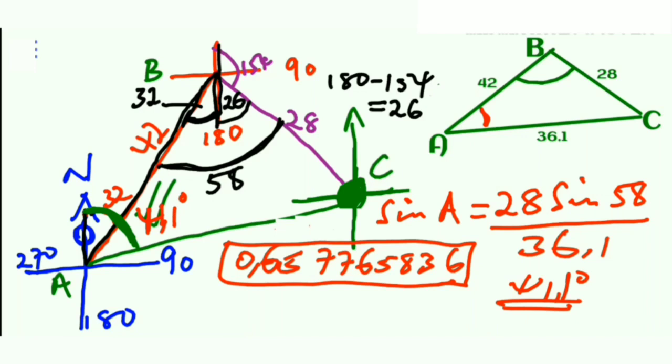But the question is asking for the bearing of the mine from the base camp. The mine is somewhere here from the base camp. So it's 32 plus 41.1 degrees, which equals 73.1 degrees. So this is the total bearing of the mine from the base camp, 73.1 degrees. So that's it for this first question. Next question.